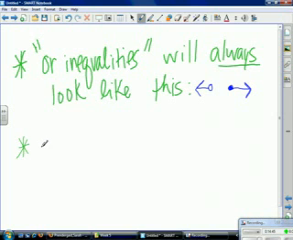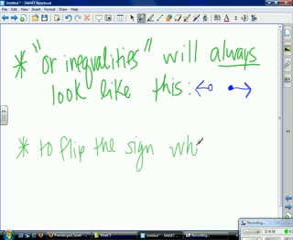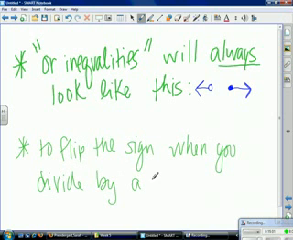Okay, this other thing is always remember to flip the sign when you divide by a negative number. So if you remember these two key important facts, it'll help you when you're solving compound or inequalities.